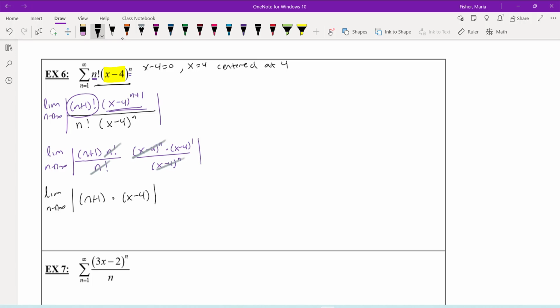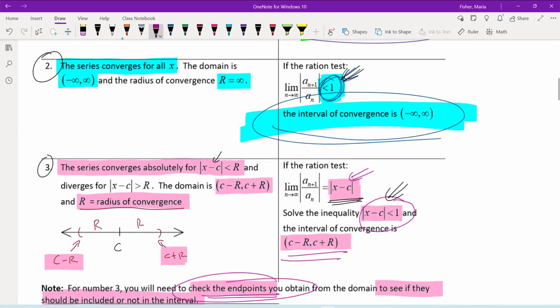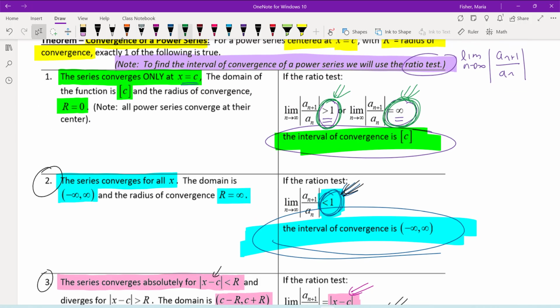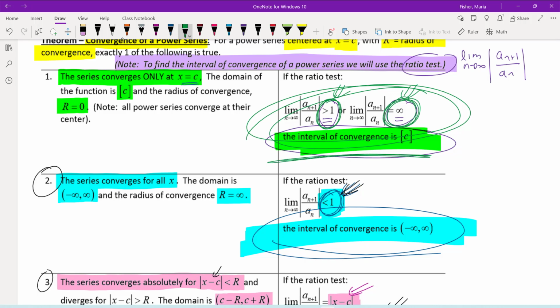Well, what is the limit as n goes to infinity of the absolute value of (n plus 1) times (x minus 4)? Remember this guy here is just a constant multiplier, it multiplies along. So what's the limit as n goes to infinity of n plus 1? Well, that's going to be infinity times the absolute value of x minus 4, but infinity times x minus 4 is just going to equal infinity. Since we ended up with infinity, what will our answer be? If we look at our three options, if you end up with infinity, that means your series diverges and your interval of convergence is just your center.